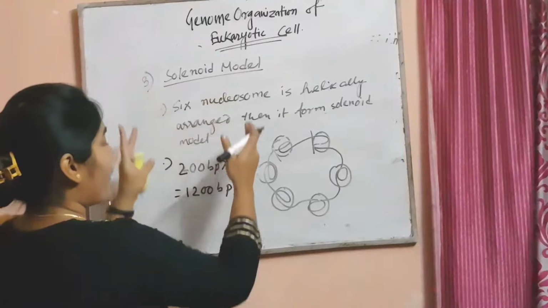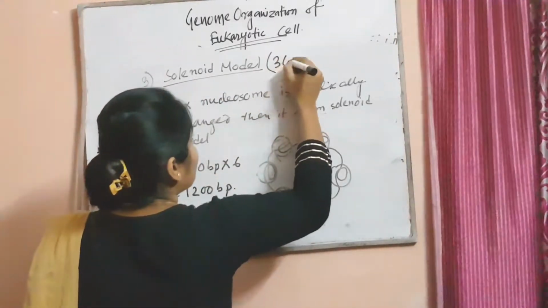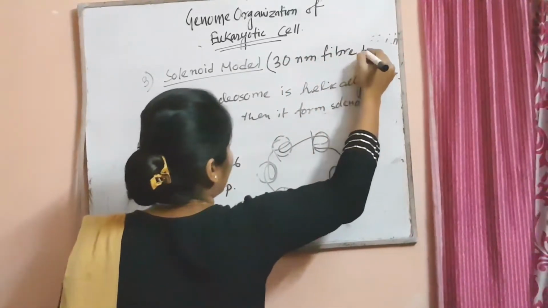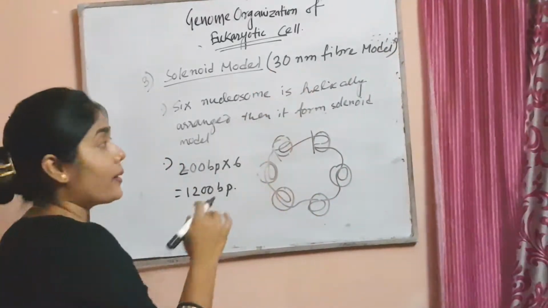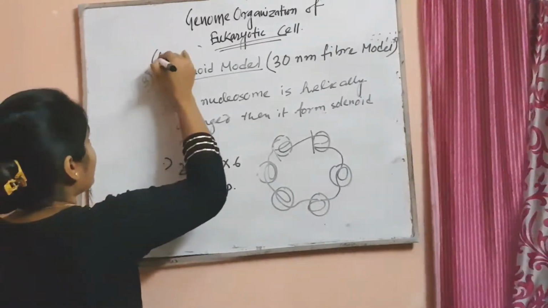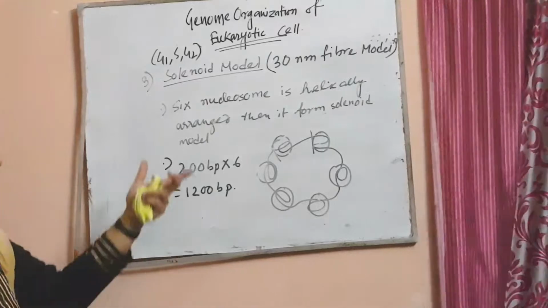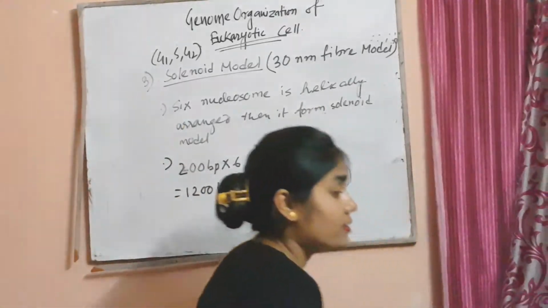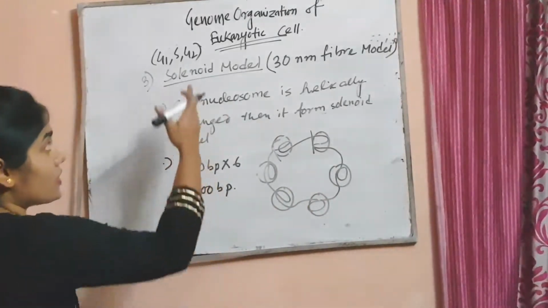So this is all about the solenoid model, and it is the 30 nanometer fiber model. This is the compaction. When you see that, we can see that it is also seen in the G1, S and G2 phase. And this is all about the solenoid model. Then we will discuss the next level of physical organization of the genome.